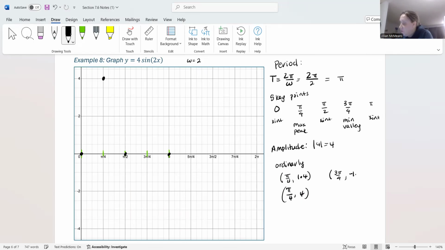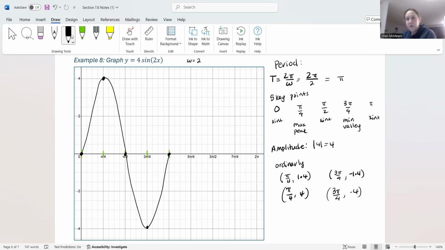So I'm going to take -1 times 4. So that makes my new min 3 pi over 4, comma, -4. So I'm going to have to do it like this. If we were to look at one cycle of sine, it would look like this. Now we have room for two full cycles, so let's continue this.